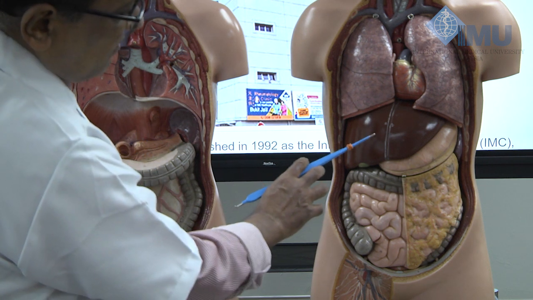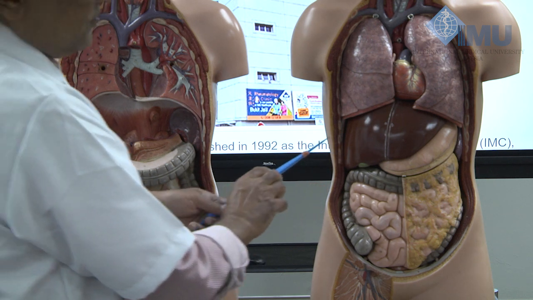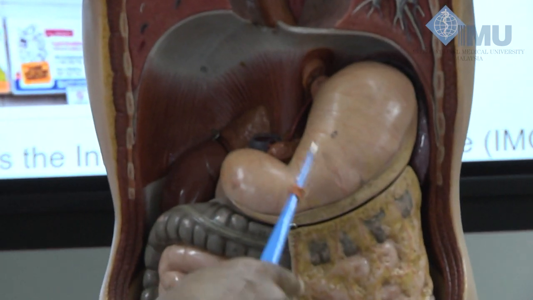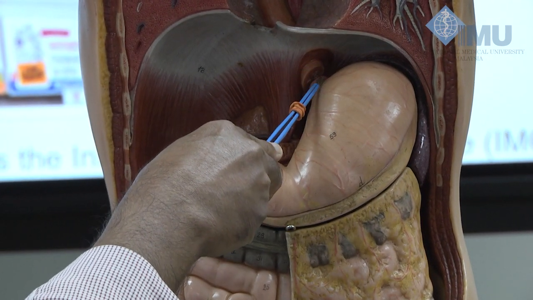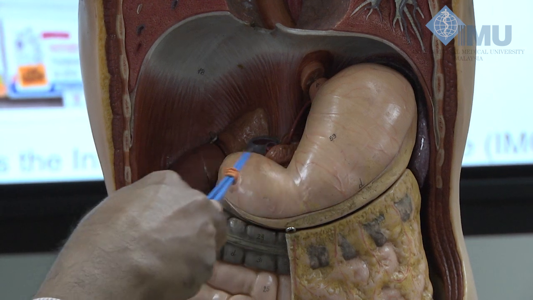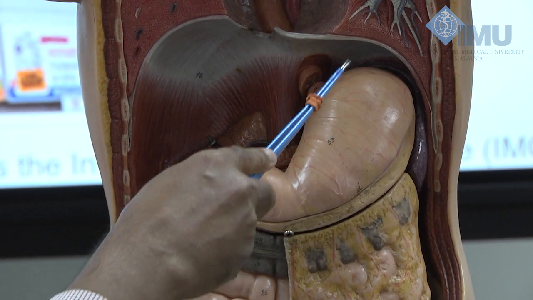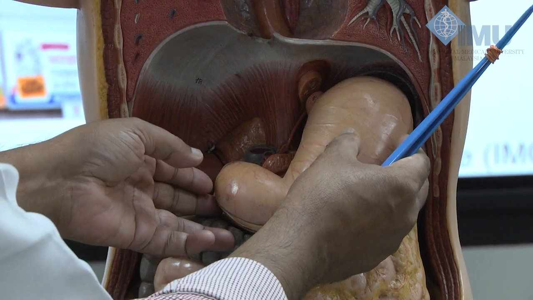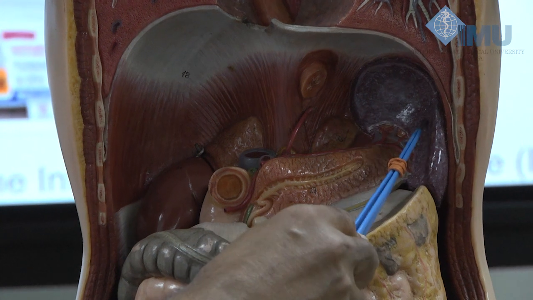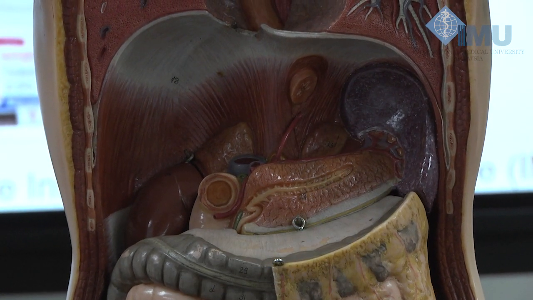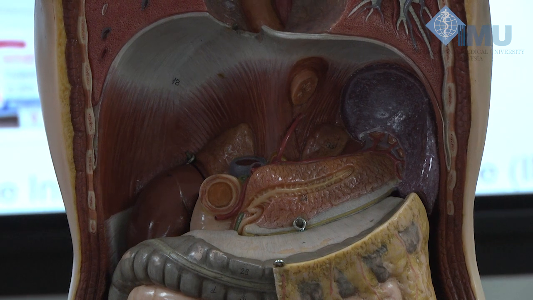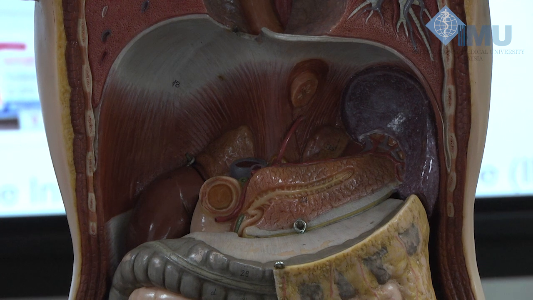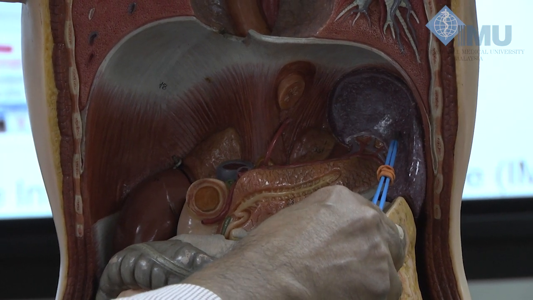So, the supracolic compartment starts with the liver. If we remove the liver, we get the stomach. This is the abdominal part of the esophagus, lesser curvature, greater curvature, fundus, body, pylorus. Okay. And if we now remove the stomach, we get the spleen. So, the three principal structures to see in the supracolic compartment are the liver, stomach, and after the stomach, the spleen.